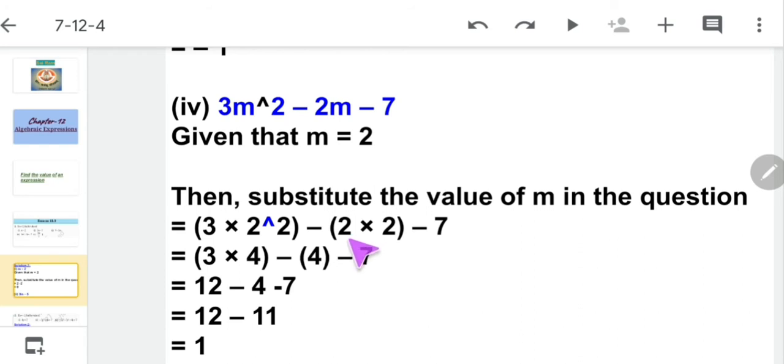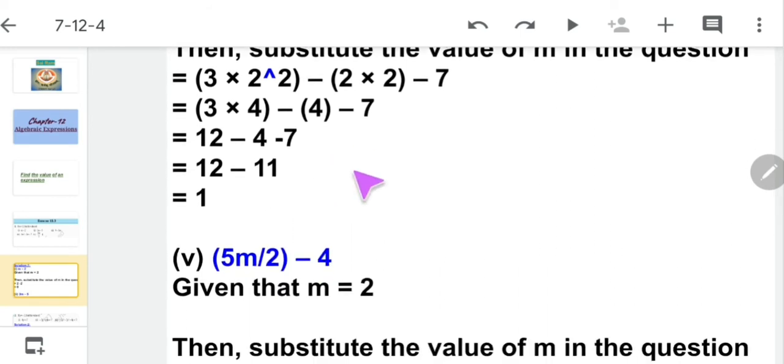Now in the other term we have 2 into 2, that is 4. Minus 7. Now first we have to find out the product of 3 and 4. The product of 3 and 4 is 12. Then we have minus 4 and minus 7. So now solve this. We have 12 minus 11, which gives us 1. So the value of this expression is 1.